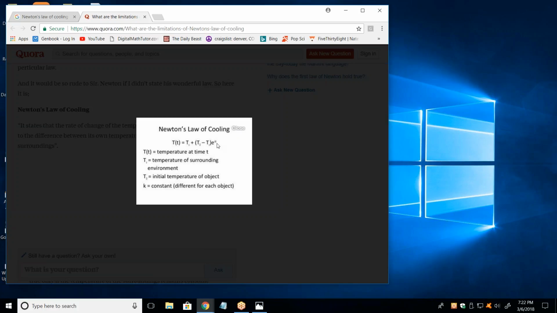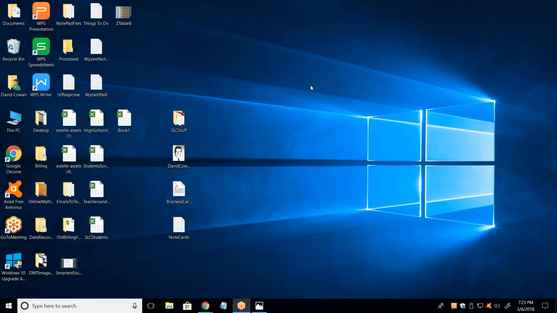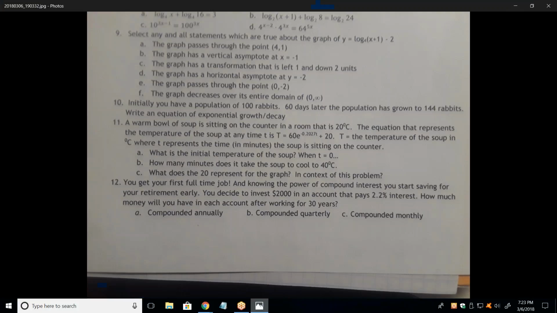It's e to the kt. Or there may even be a negative sign in front of that. I can't see it. We'll use the negative sign. I honestly don't think it matters. And I see a negative K on the other page also. So I'm pretty sure it is what I had written.